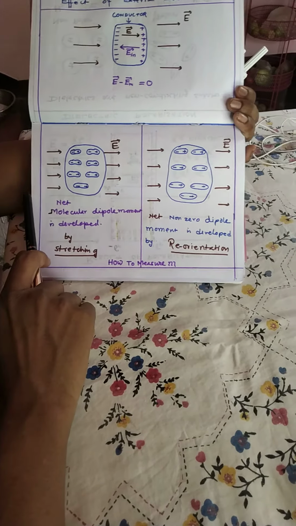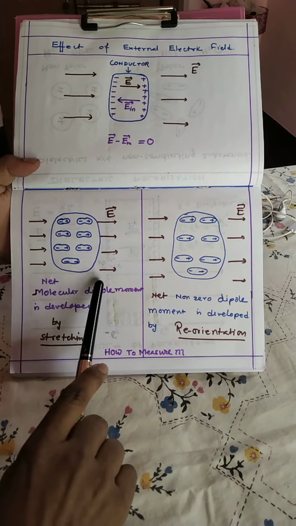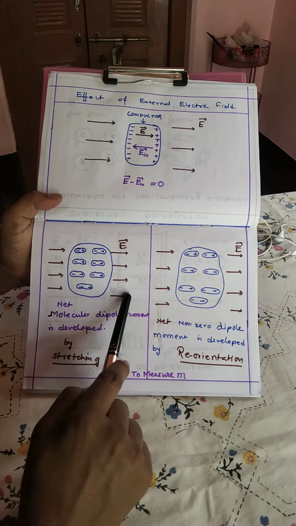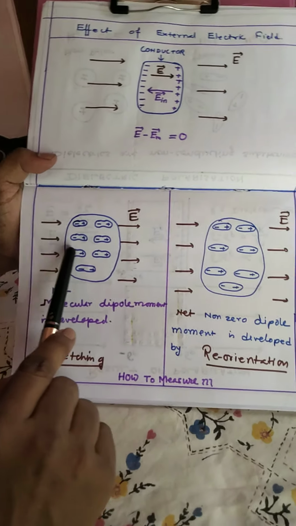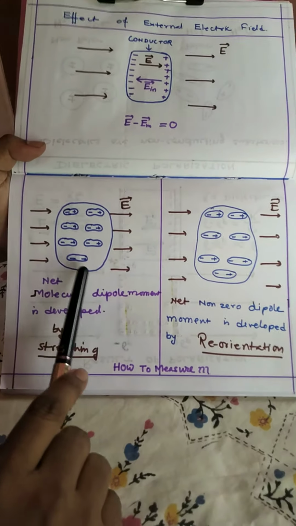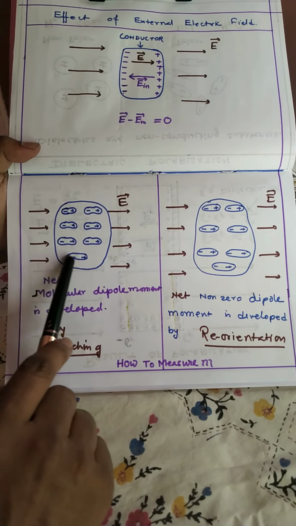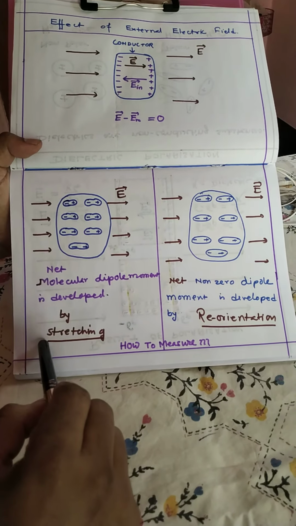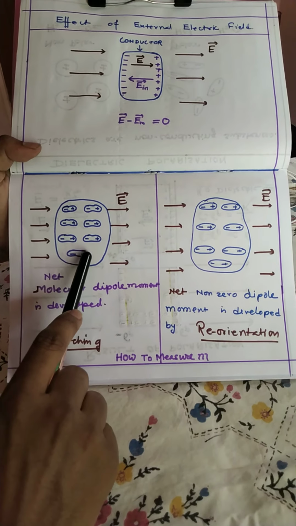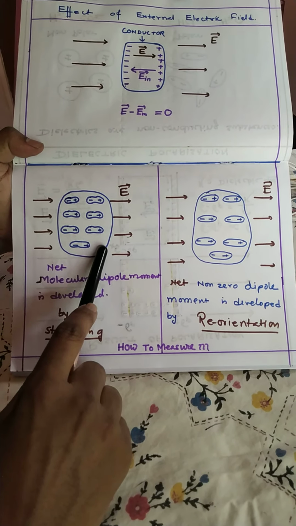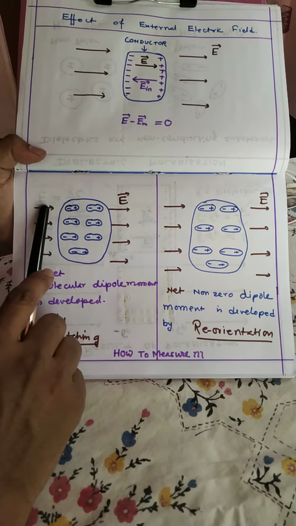But in case of a dielectric, if we keep a dielectric in an electric field, then what happens? This is a polar dielectric, and this is a non-polar dielectric. What happens in case of a non-polar dielectric? Stretching occurs. That is, the separation of the center of gravity of negative charge and positive charge occurs. And negative charges will be oriented opposite to the direction of the electric field.